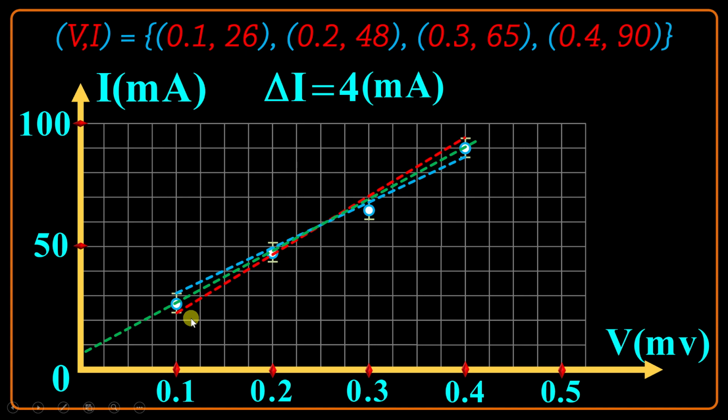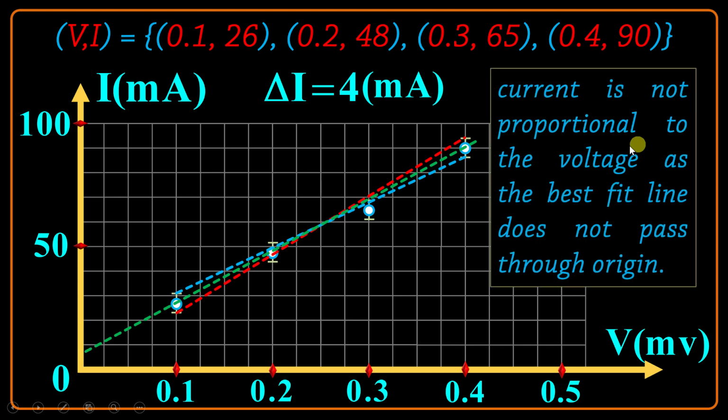But can I say that the current versus voltage indicates a proportionality? No. This is, of course, a line, but this line will not pass through the origin. It has a y-intercept, vertical intercept in this case. So I think current is not proportional to the voltage as the best fit line does not pass through origin. That's all.